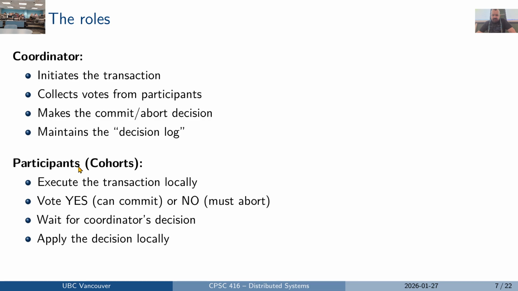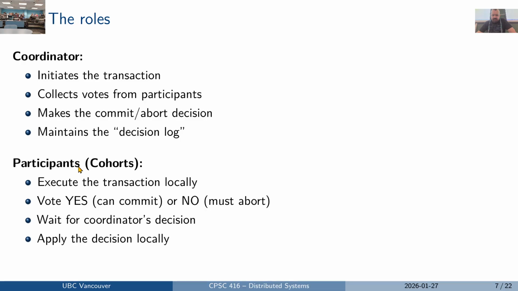So, in two-phase commit, 2PC is the normal nomenclature for that, we have a coordinator that is responsible for starting the transaction, gathers up the votes from the participants, decides to commit or abort, and maintains some sort of persistent storage that records what the outcome was of that particular transaction.